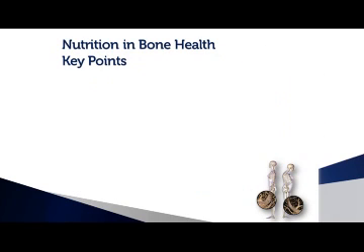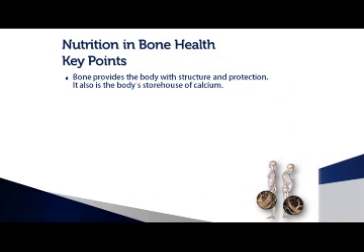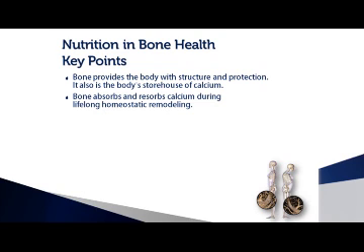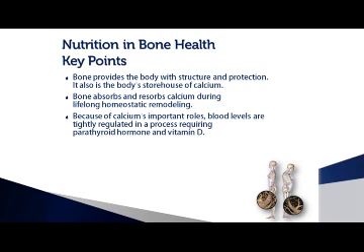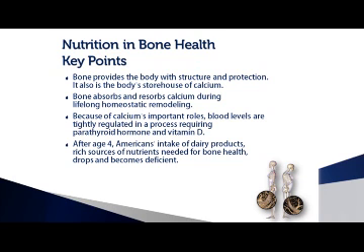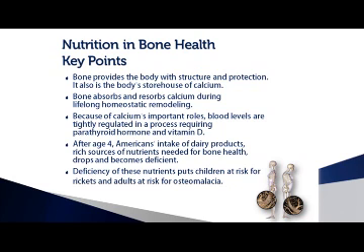The key points from this section are: bone provides the body with structure and protection. It also is the body's storehouse for calcium. Bone absorbs and resorbs calcium during a lifelong homeostatic remodeling. Because of calcium's important roles, blood levels are tightly regulated in a process requiring parathyroid hormone and vitamin D. After age 4, Americans' intake of dairy products, rich sources of nutrients needed for bone health, drops and may become deficient. Deficiency of these nutrients puts children at risk for rickets and adults at risk for osteomalacia.